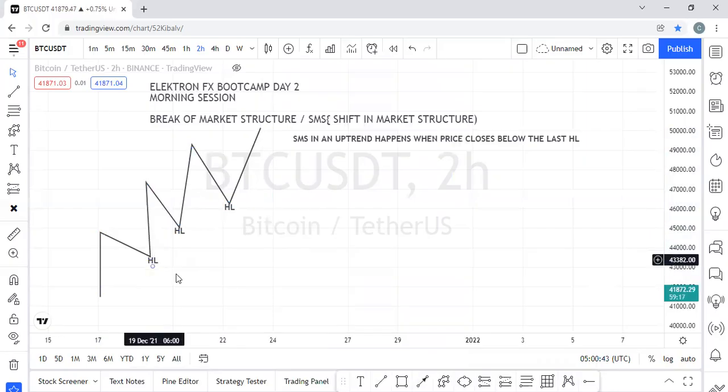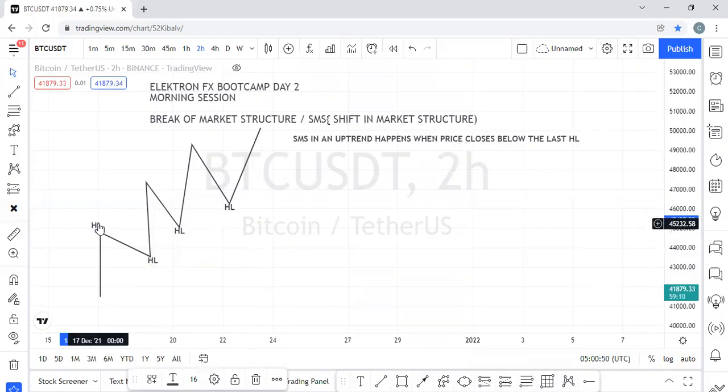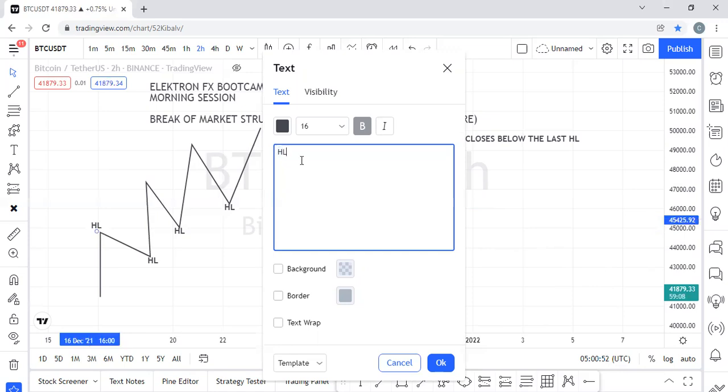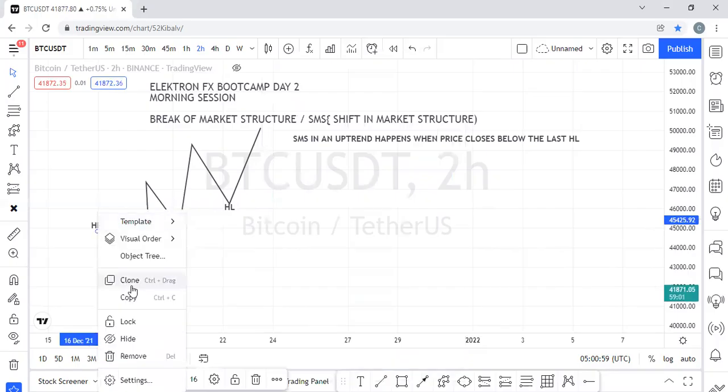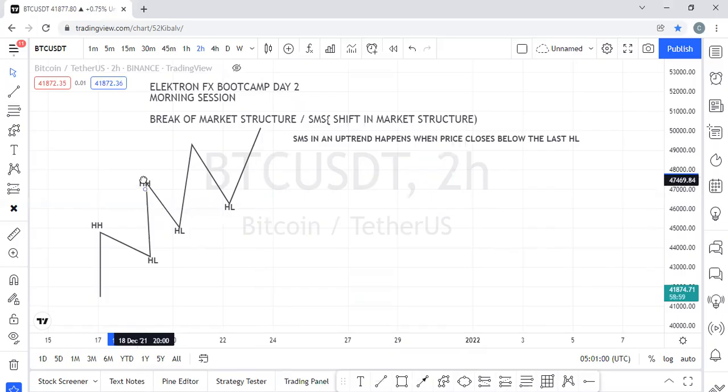So you can also clone this and put it on this side too. The market makes higher highs and higher lows in an uptrend. So this is an uptrend now: higher, higher, higher, all of that. So let's just clone this as well. And then this is it. This is the last higher low that you can find. This is the last one.